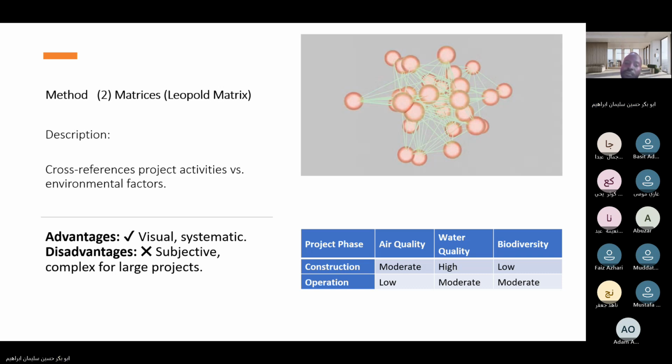For example, in the project phase, like construction, we are going to look at the air quality. How does that air quality affect the environmental factors? Additionally, you can see how this project affects the water, and how it is going to affect the biodiversity of microorganisms. We can see this in the construction phase and also the operation phase. This method is called the matrix method.